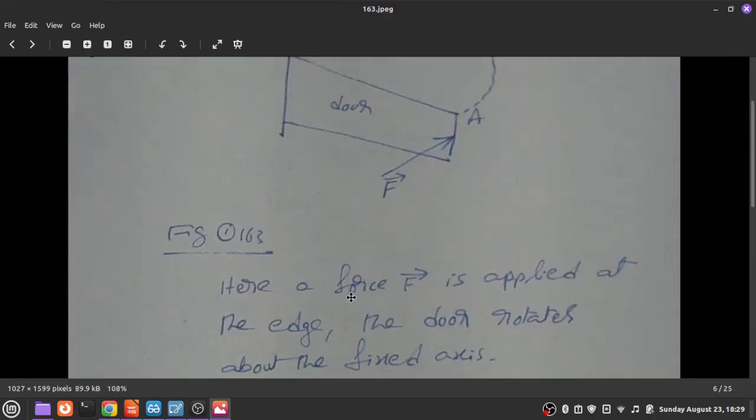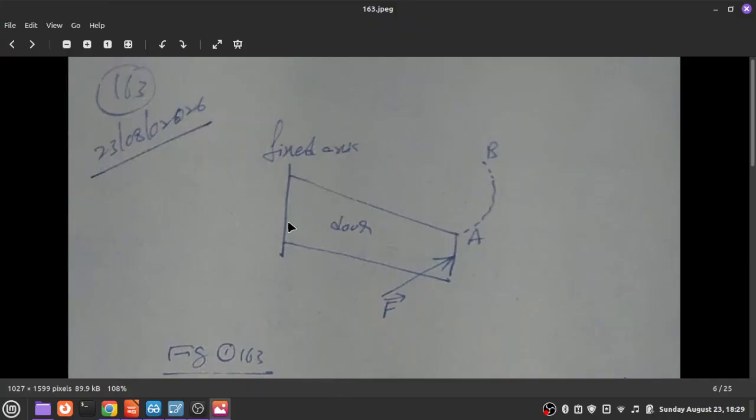Now coming to this second case, here a fixed axis is there about which a door is rotating. Suppose you apply a force at the edge, the door will rotate, and rotate means it will move from A to B along an arc path, along a circular path. Once the door reaches point B, it will not come back to A unless some force is applied. Therefore, here a rotation is happening. In such cases, we use the concept called torque.